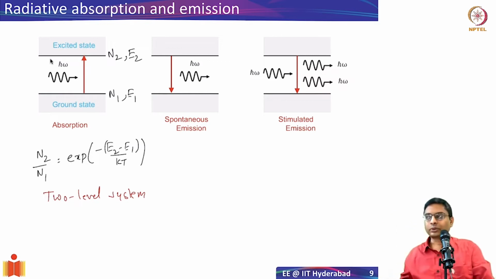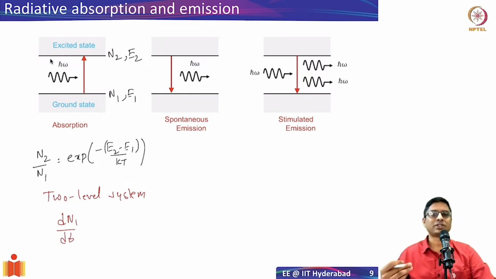So now, Einstein looked at this sort of a process where you have this excited and ground states, and then he asked the question, what happens when light is incident on this? Of course, when light is incident, we all understand that the population changes. So I can look at the rate at which the population of, let's say, the ground state is changing. So I will write dN1 divided by dt. That means the rate at which the population in the ground state is changing with time.